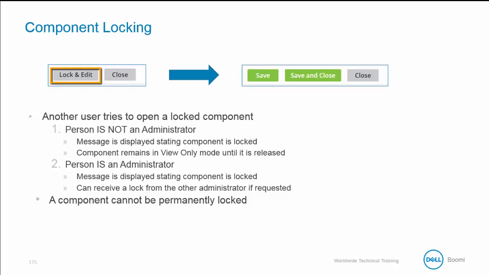Please keep in mind the component locking feature does not allow you to permanently lock a component. If you open a component and lock it for editing, it remains locked until you save it and close it, or until your session expires, or you lose internet connectivity. If a user leaves a component locked, an administrator can receive the lock so others can edit it. If you exit the component without saving where you were editing, when you log in again and attempt to lock and edit the component, you can receive the lock from your previous session.